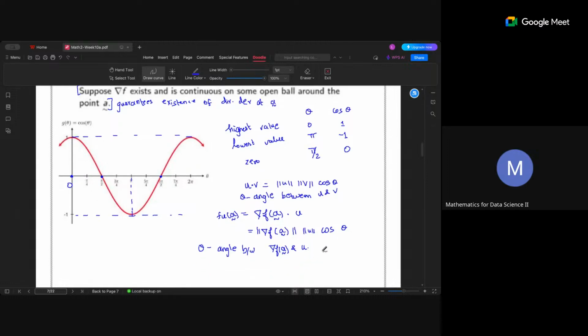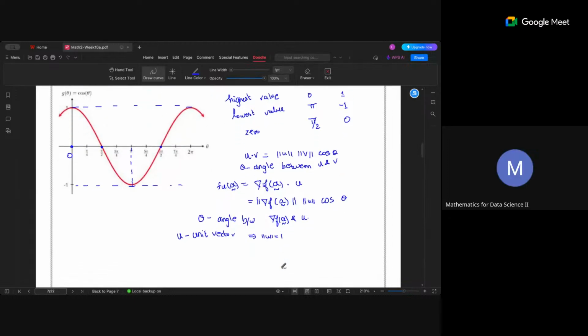Now what is norm u? You know that u is a unit vector. If u is a unit vector, then norm u is 1. It means that your directional derivative at a tilde is nothing but the norm of the gradient of f at a tilde into cos theta. Now this is a number. Depending on your u, your theta will change. Your a is fixed, your f is fixed.